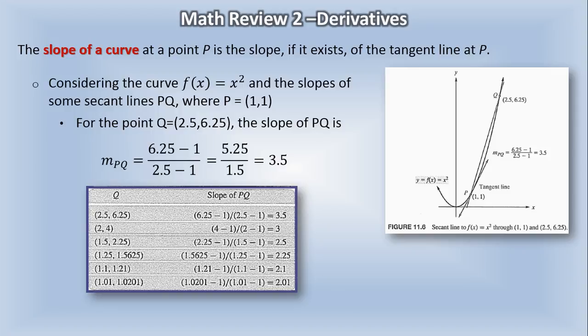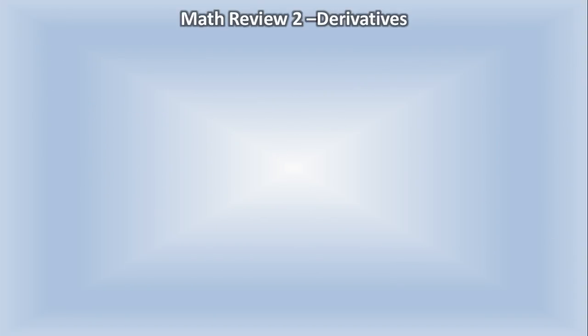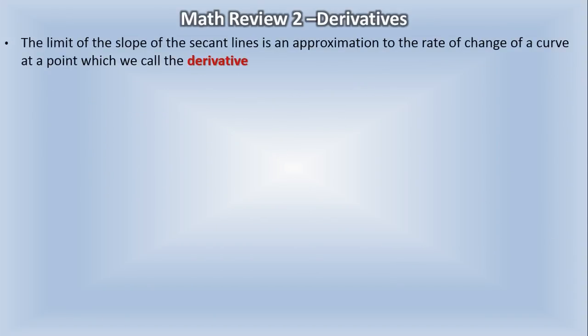It goes from 3.5 to 3 to 2.5 to 2.25 to 2.1 to 2.01. So as we move Q closer and closer to P and take the slope of the lines that connect those 2 points, we see that the slopes start to converge onto 2. So the limit of the slope of the secant lines is an approximation to the rate of change of a curve at a point, which we call the derivative. All right, so that's what's happening behind the scenes, right? That's what the derivative is.